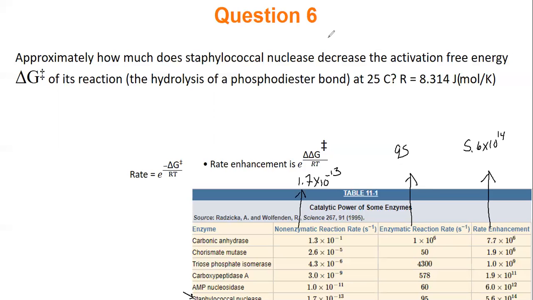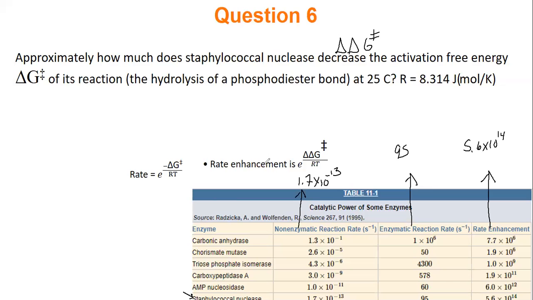All right, so hopefully you tried it, thought about it at the very least. So what am I even asking you to calculate? I'm asking you to calculate the decrease of activation free energy, which is delta G double dagger, also known as delta delta G double dagger. Remember, that's what an enzyme does. It changes delta G double dagger, which we call delta delta G double dagger.